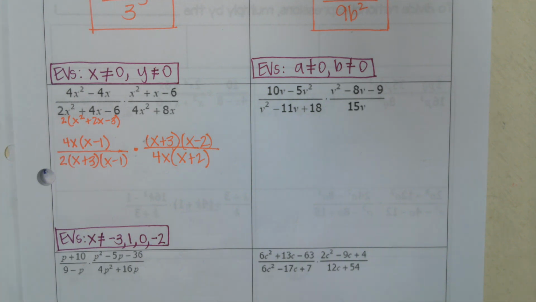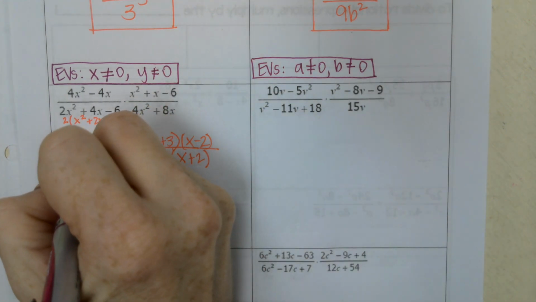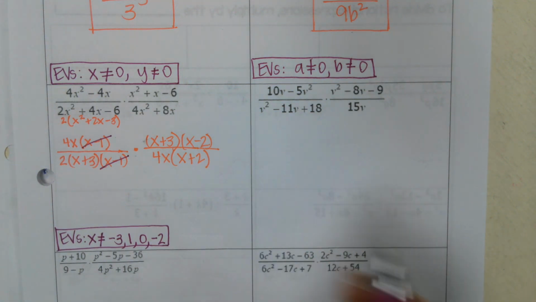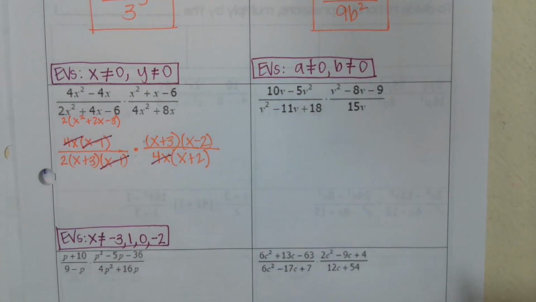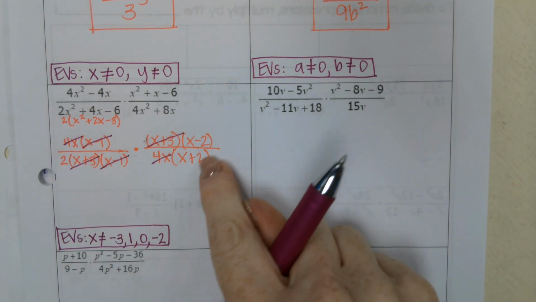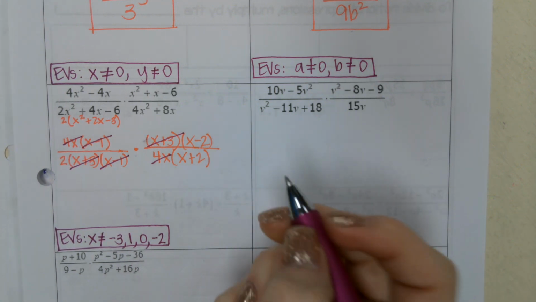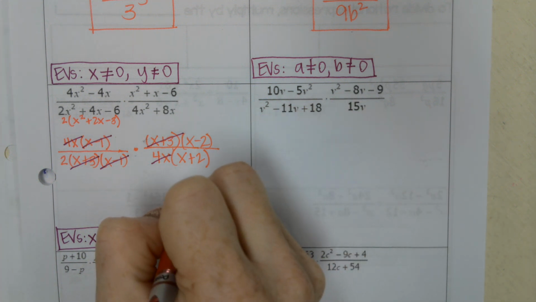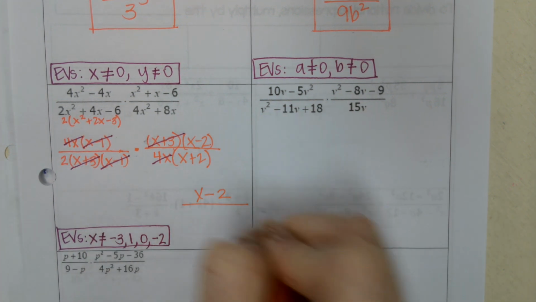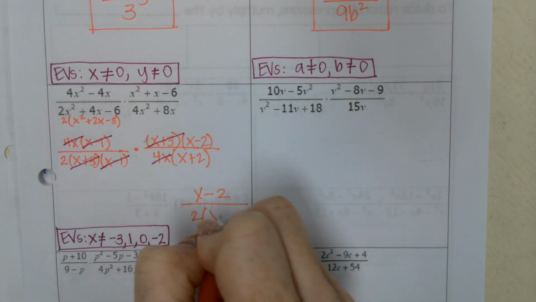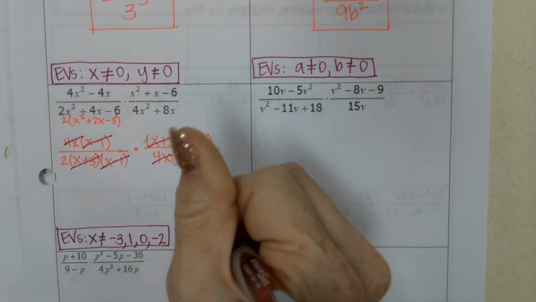Now let's see what we can get rid of. It has to be on the top and bottom in order to cancel it out. What do you see? You can divide out the x minus 1s, the 4x, the x plus 3s, and that's it. Why can't I do anything with those? The signs are different, right? The whole group has to be exactly the same. So my final simplified answer for this multiplication problem is x minus 2 over 2 times x plus 2.